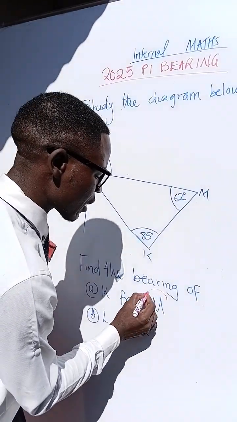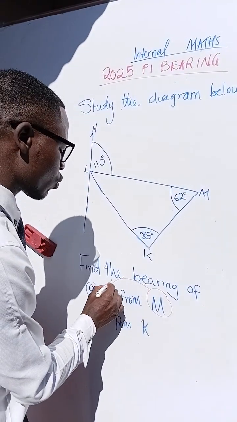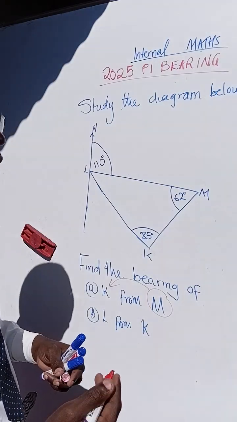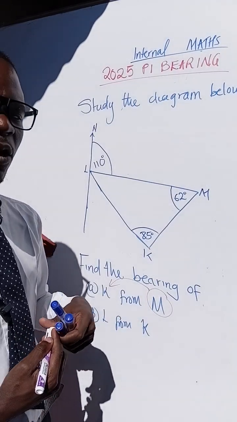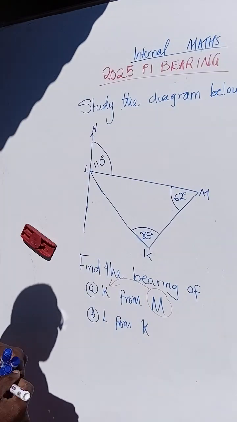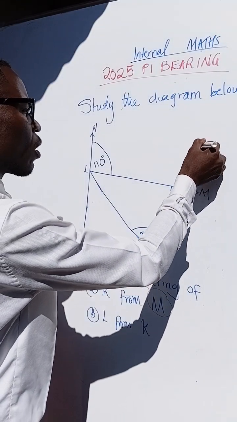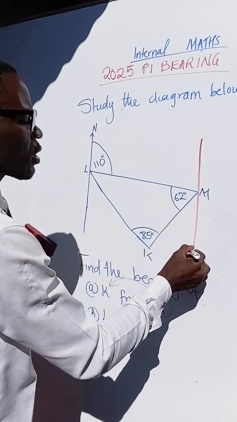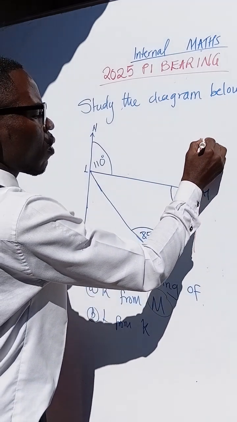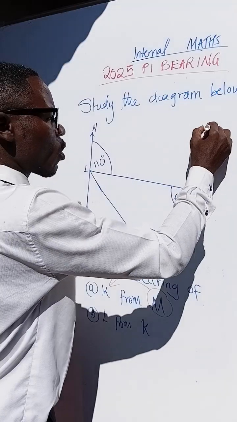So we are going to stand on M going back to K. We stand on whatever they are saying from, then going back to K. So we are going to stand on M, drawing a straight north. I'm going to draw a straight north like this. Okay, guys, you can see that. So here I'm going to draw a north.